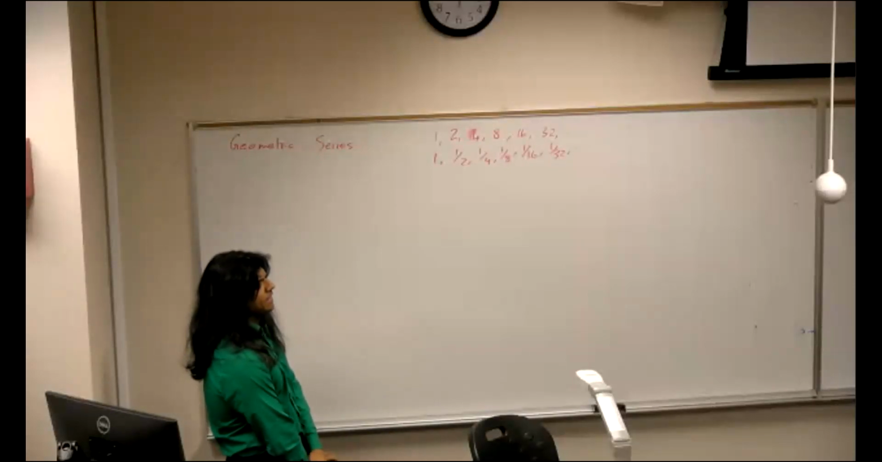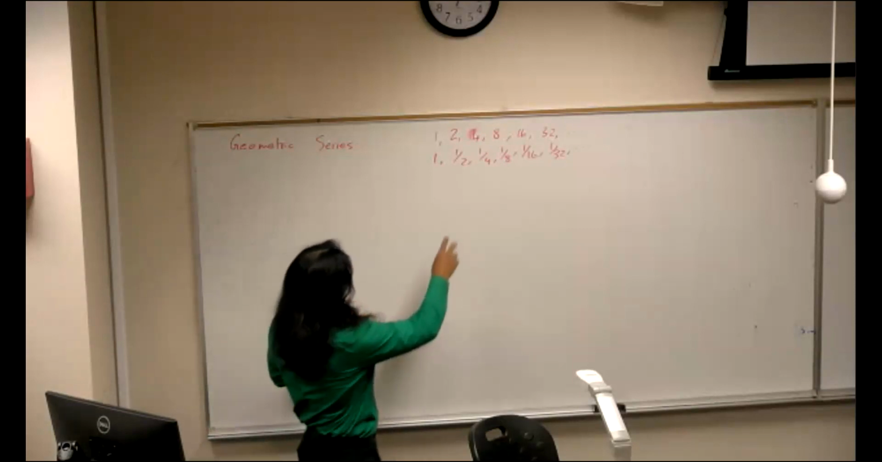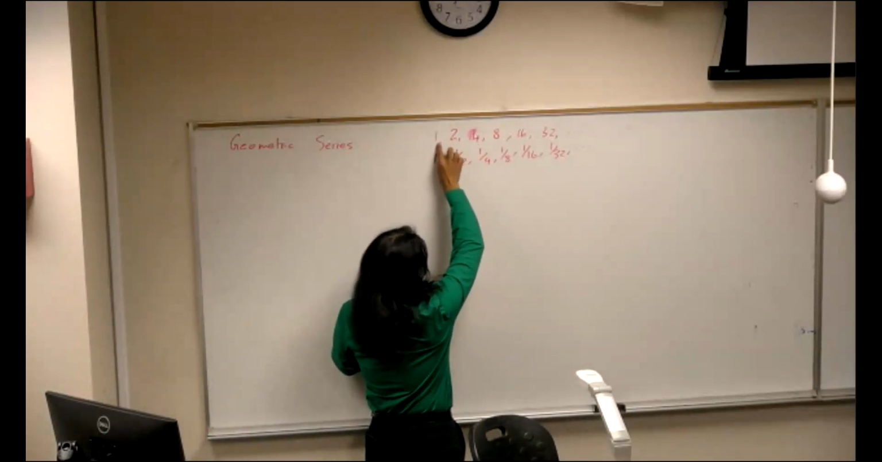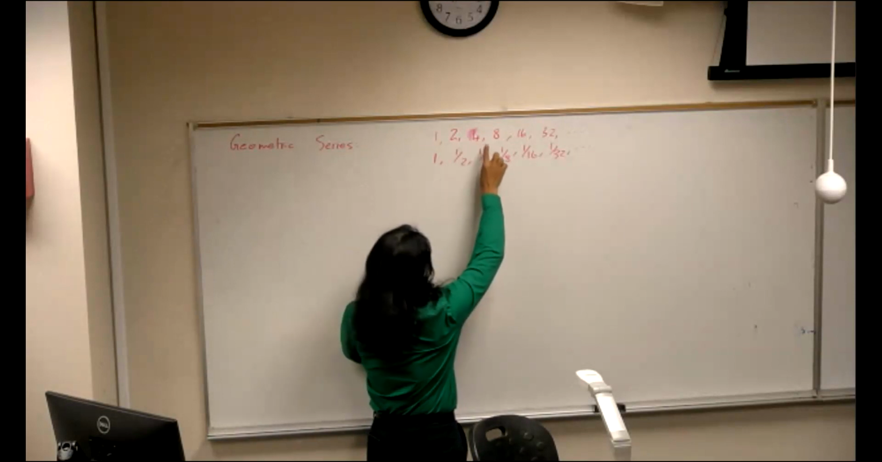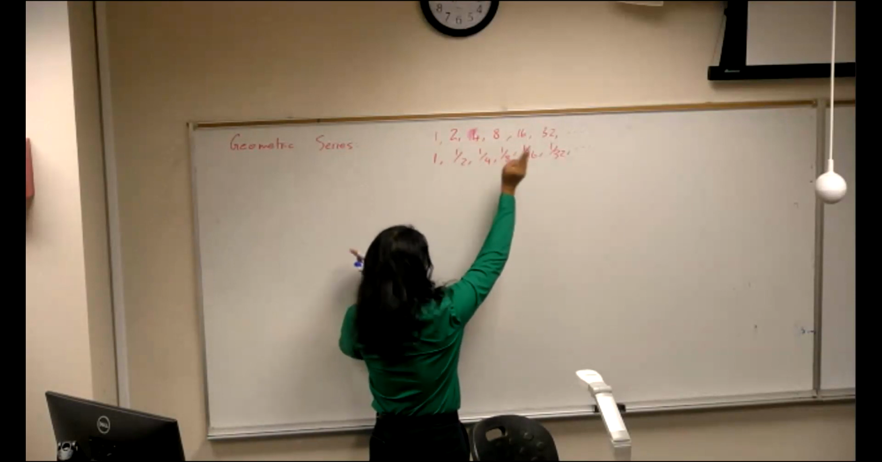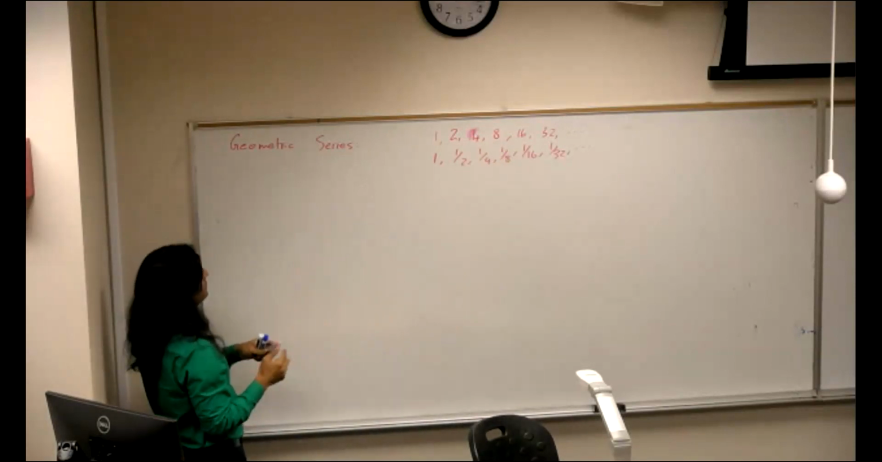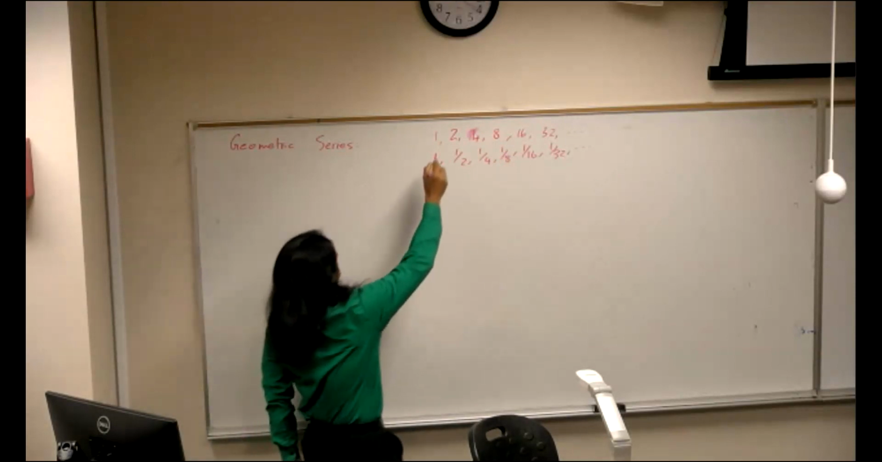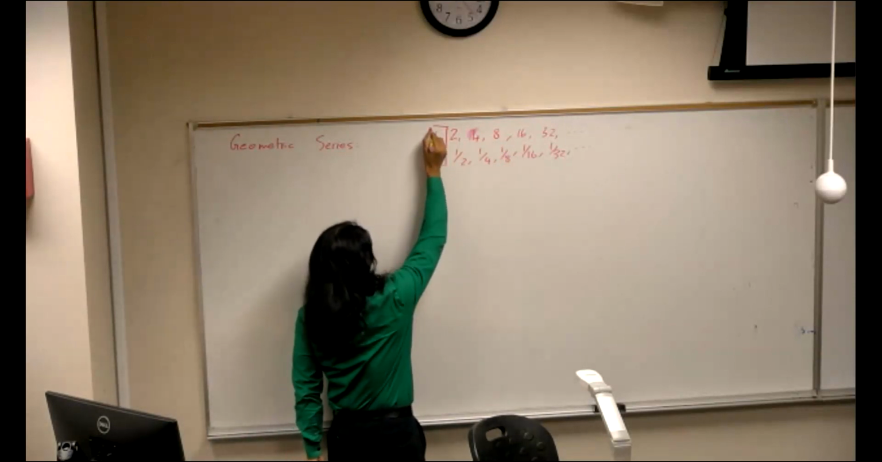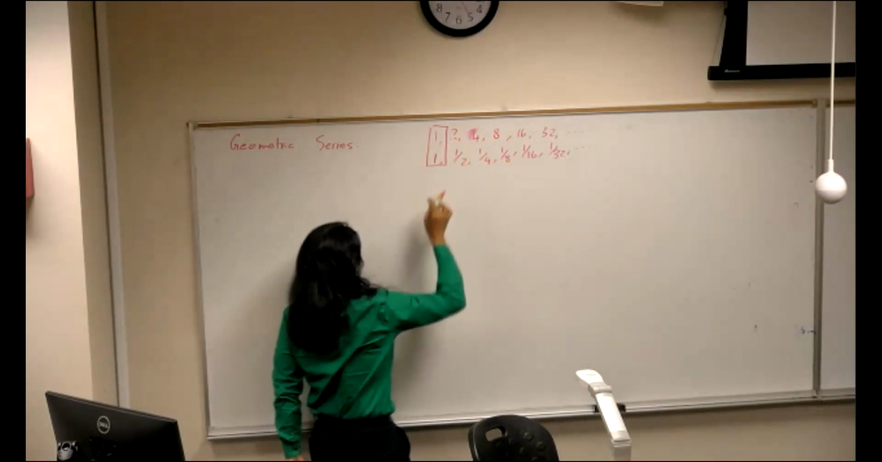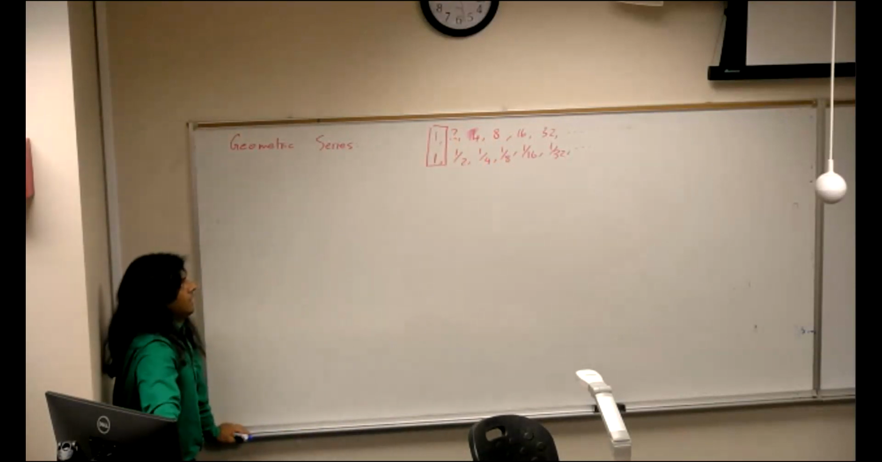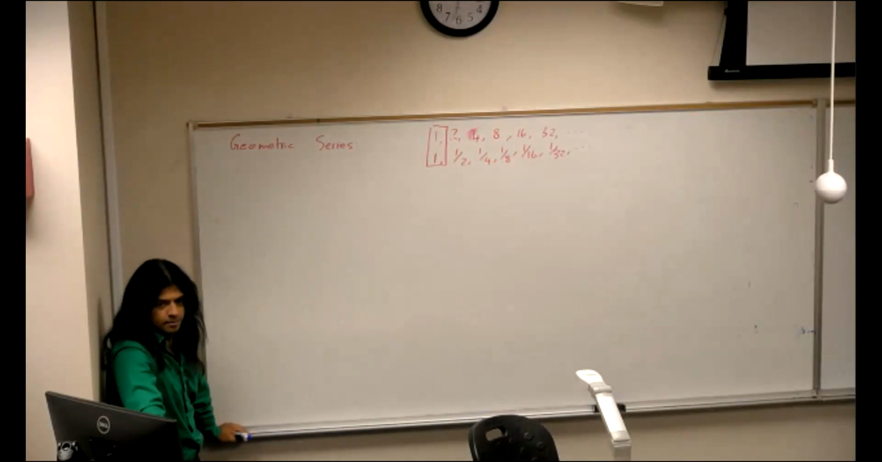So the common ratio part is 2/1, 2, 4/2, you get 2, 8/4, 2, 16/8, 2. Hence, geometric, we have a common ratio. If I start the series right there, every single term in the series can be written in terms of the first term. Do you agree?